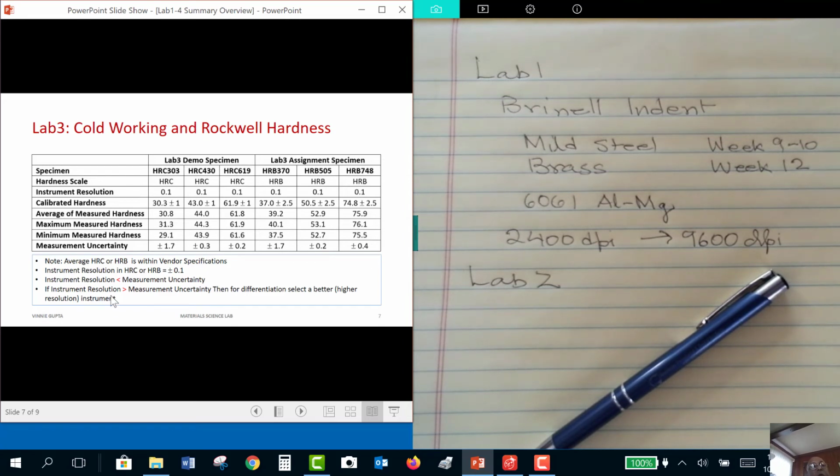So again, if we found that the instrument resolution was greater than measurement uncertainty, and we want differentiation, then we would need to select a higher resolution instrument. Maybe go to a micro hardness even.